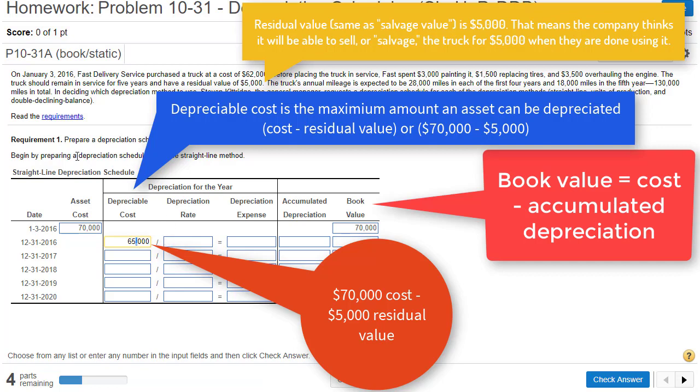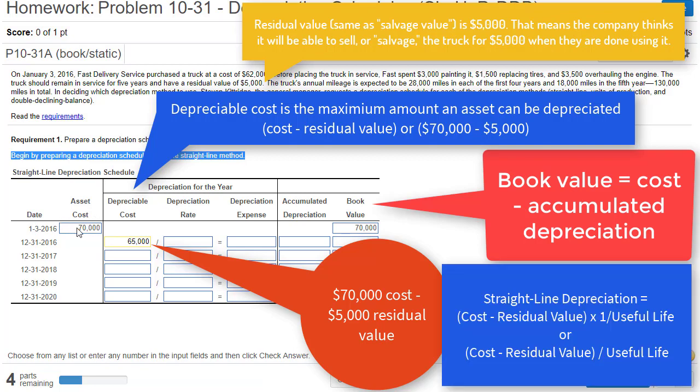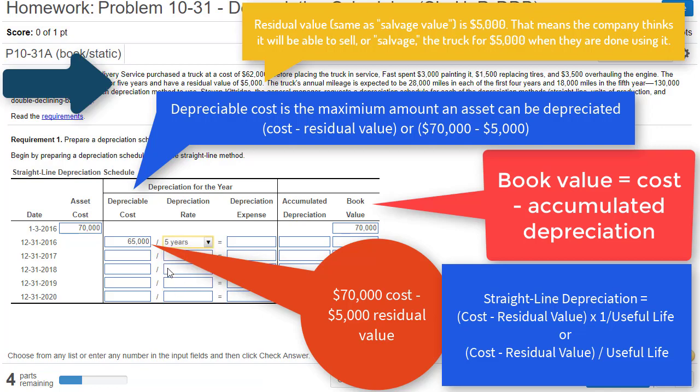Now a depreciation rate. In this method, we're using the straight-line method. The formula for depreciation, remember, is cost minus the residual value, which is this $65,000, divided by the useful life of the asset. And the useful life of the asset is 5 years. So $65,000 divided by 5 years gives us $13,000 of depreciation per year.